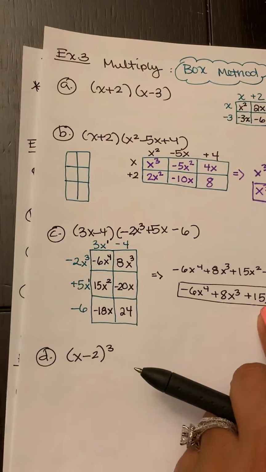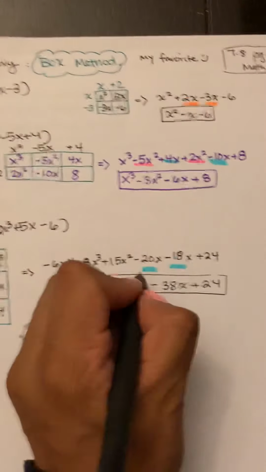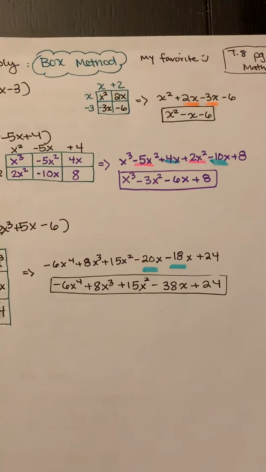And why did I miss? Oh, this should be squared. Excuse me for a moment. I forgot to put a squared here.